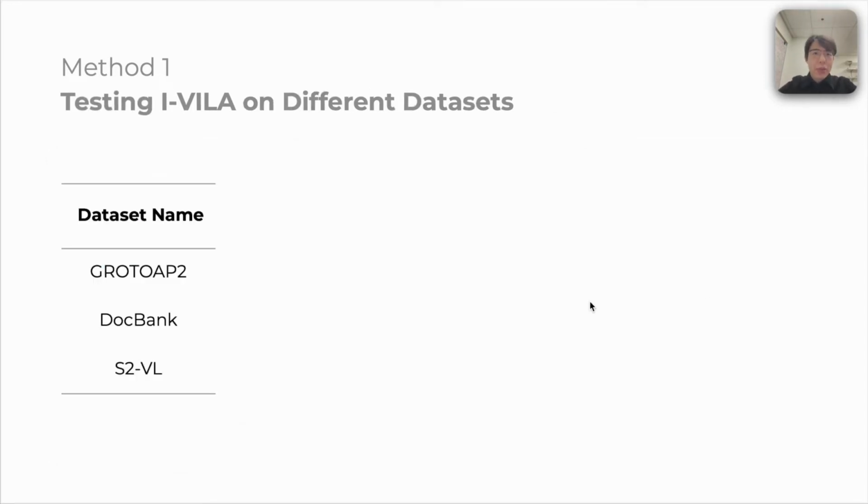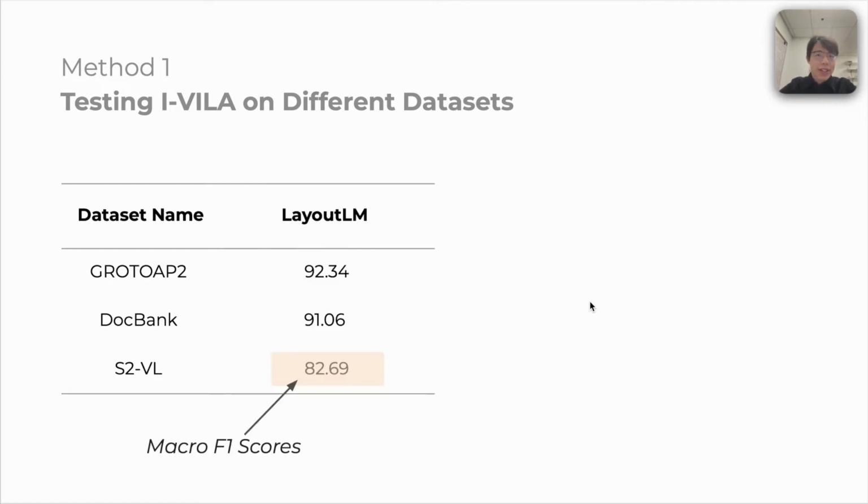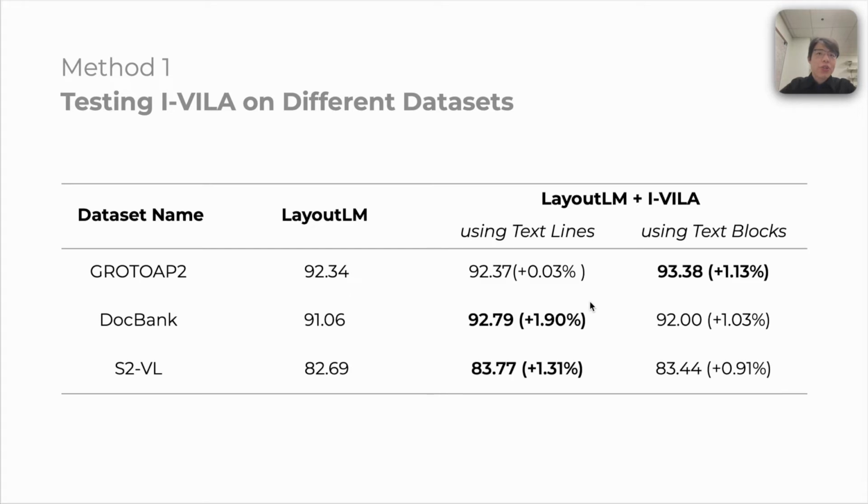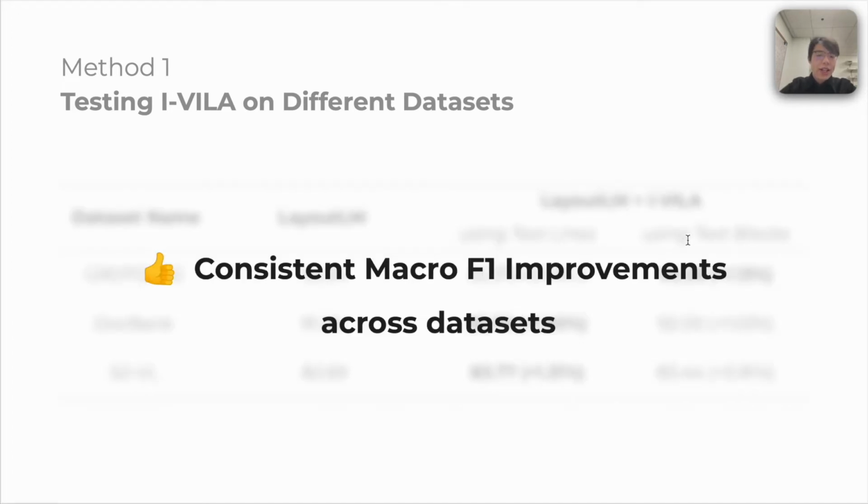We test VILA models on 3 different datasets and compare them with the baseline LayoutLM model. The numbers in the table are macro F1 scores measuring token classification accuracy. When using VILA in conjunction with LayoutLM, we find that the F1 scores are consistently improved, either using text lines or text blocks VILA groups. We conclude that VILA can lead to consistent macro F1 improvements across datasets.